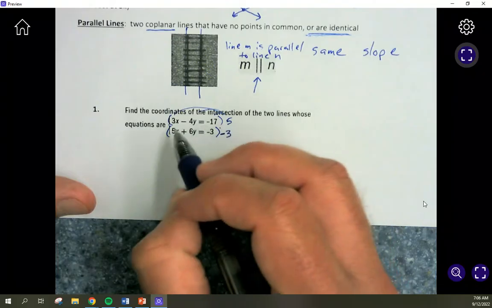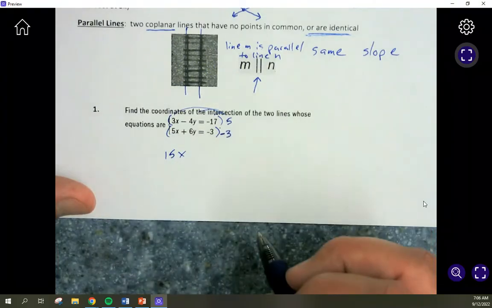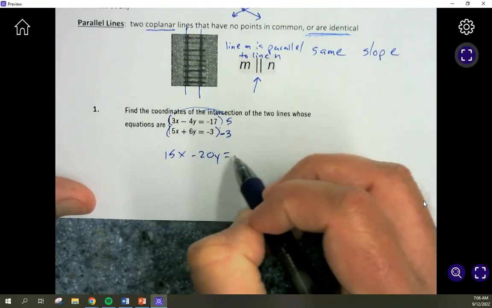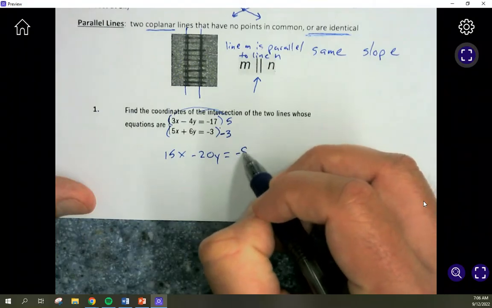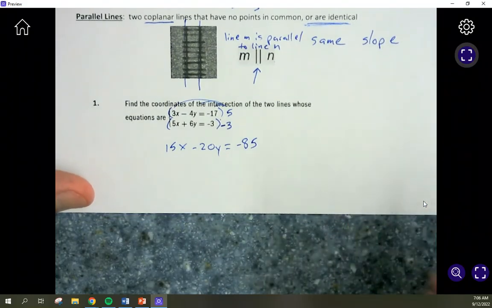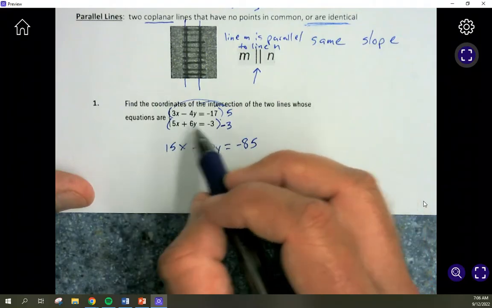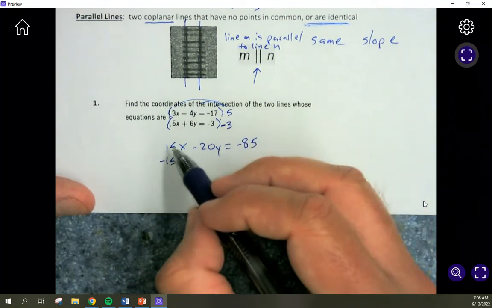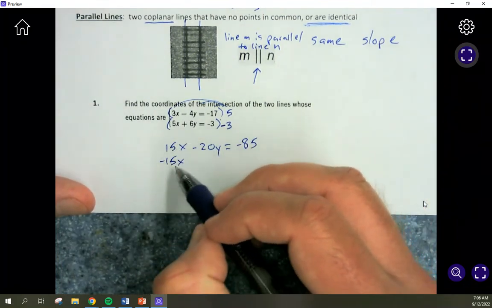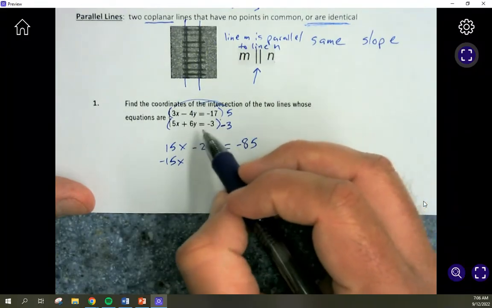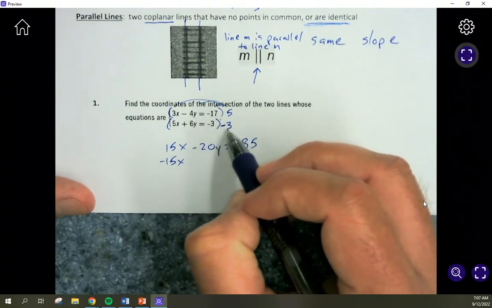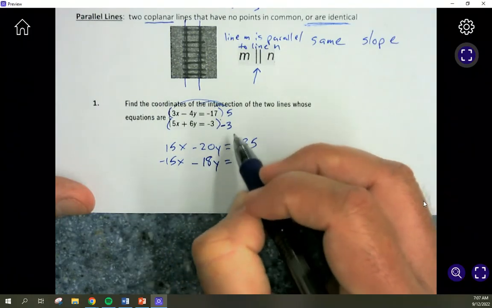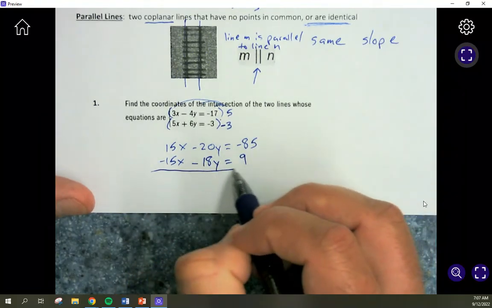Everything gets multiplied. So 5 times the 3 is 15x. 5 times the -4 is -20y. 5 times -17 is -85. Bottom. -3 times 5 is -15x, and that's what we wanted. The reason we chose these numbers was to create this right here. 15 and -15 will cancel each other out. So let's finish out the rest. Don't forget to multiply everything by this number. So I'm going to get -18y, and I'm going to get +9.